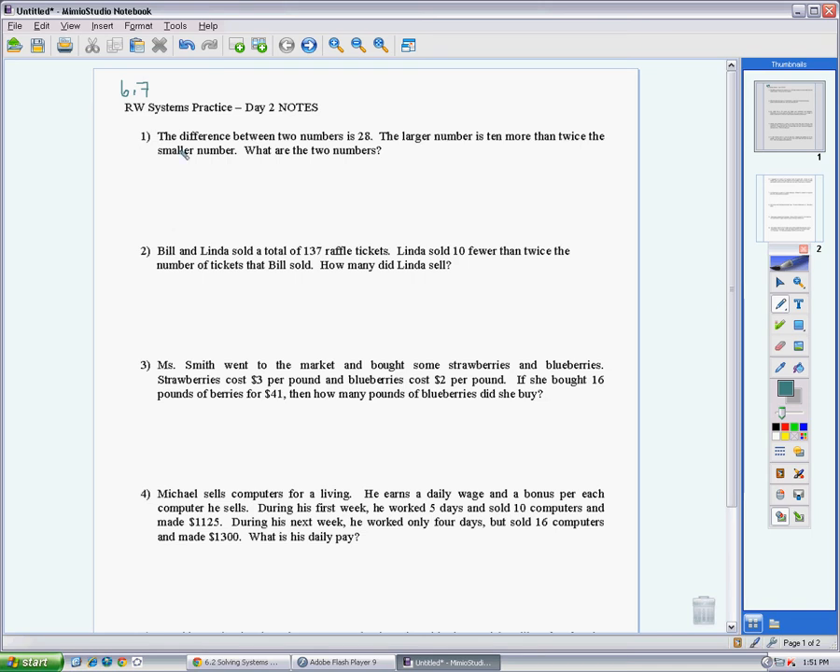Okay, number 1. The difference between two numbers is 28. So difference means we're going to be subtracting. The larger number is 10 more than twice the smaller number. What are the two numbers?